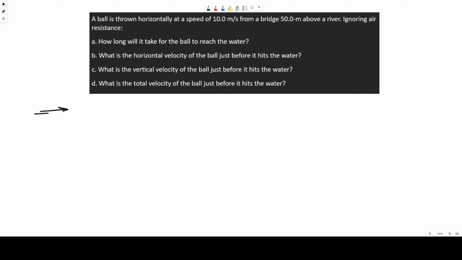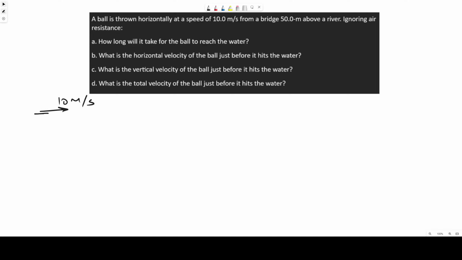Okay, so if it's thrown horizontally at 10 meters per second, that means there is no y component of the speed. The only component of speed we have is on the x-axis, okay? And there's one rule which you have to know: if there are two forces acting perpendicular to each other, they do not influence one another. So if something is in the x-axis, it does not affect the y-axis. If something is in the y-axis, it will not affect the x-axis.